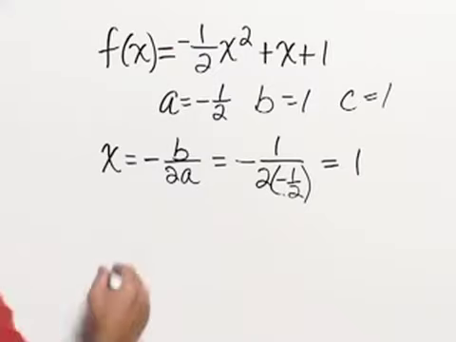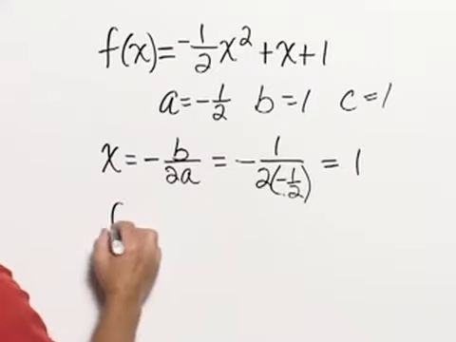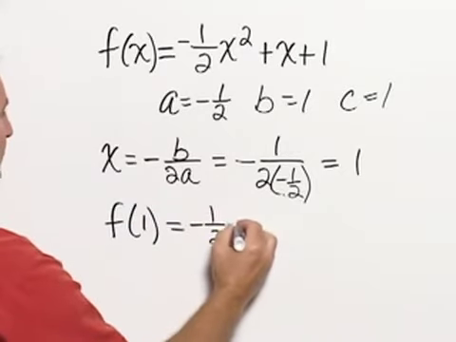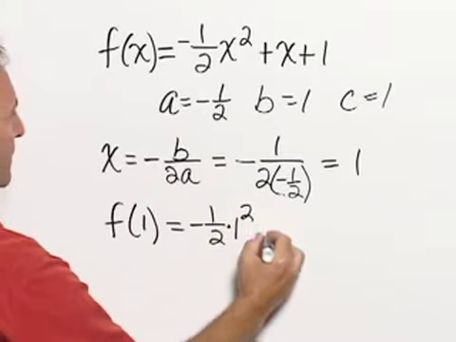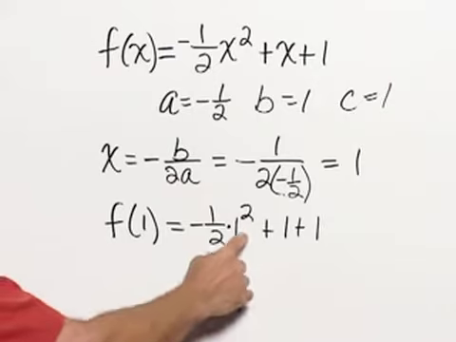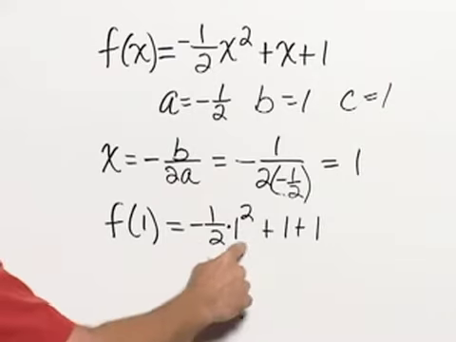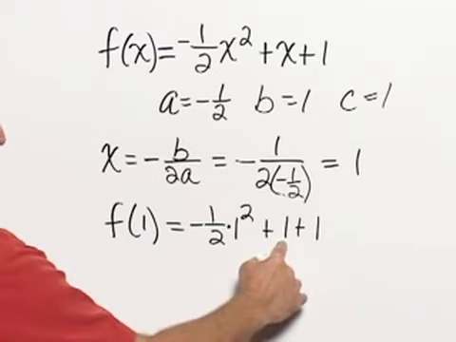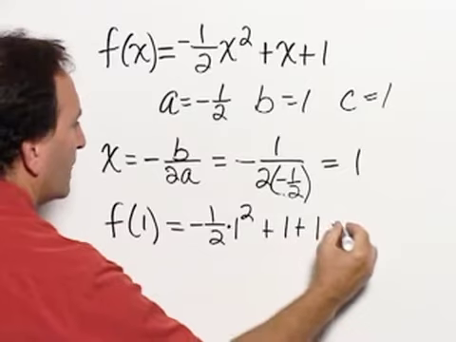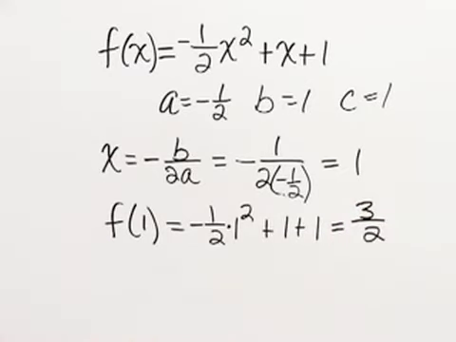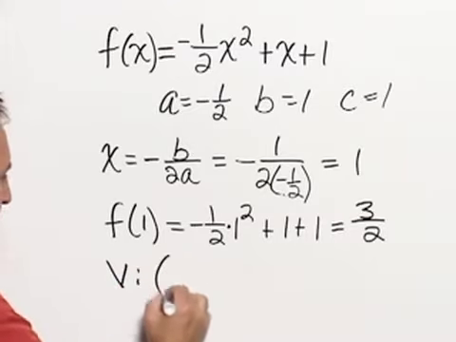To find the y value, we substitute 1 in place of x. So we have negative 1/2 times 1 squared, plus 1 plus 1. Now, 1 squared is 1. Negative 1/2 times 1 is negative 1/2. When we add negative 1/2 plus 1, that's positive 1/2, plus 1 is 1 1/2, which we can write as 3/2. So from this information, we know the vertex, V, would be the point 1, 3/2.